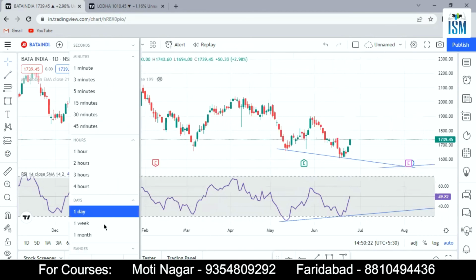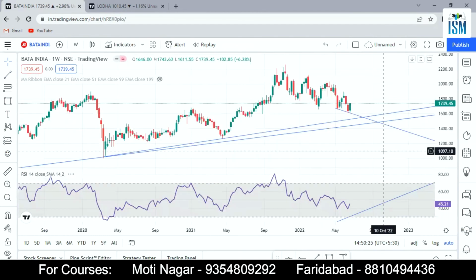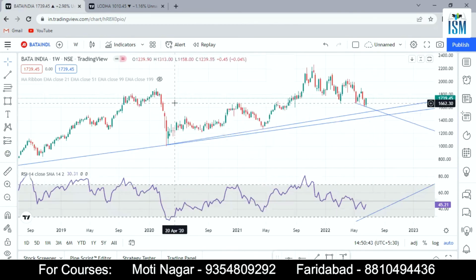So we have seen a confluence of factors acting here, that is trend line, support levels, moving averages support, and also the divergence and the Fibonacci golden ratio support. So this is how you can pick up some investment grade stocks for your portfolio.